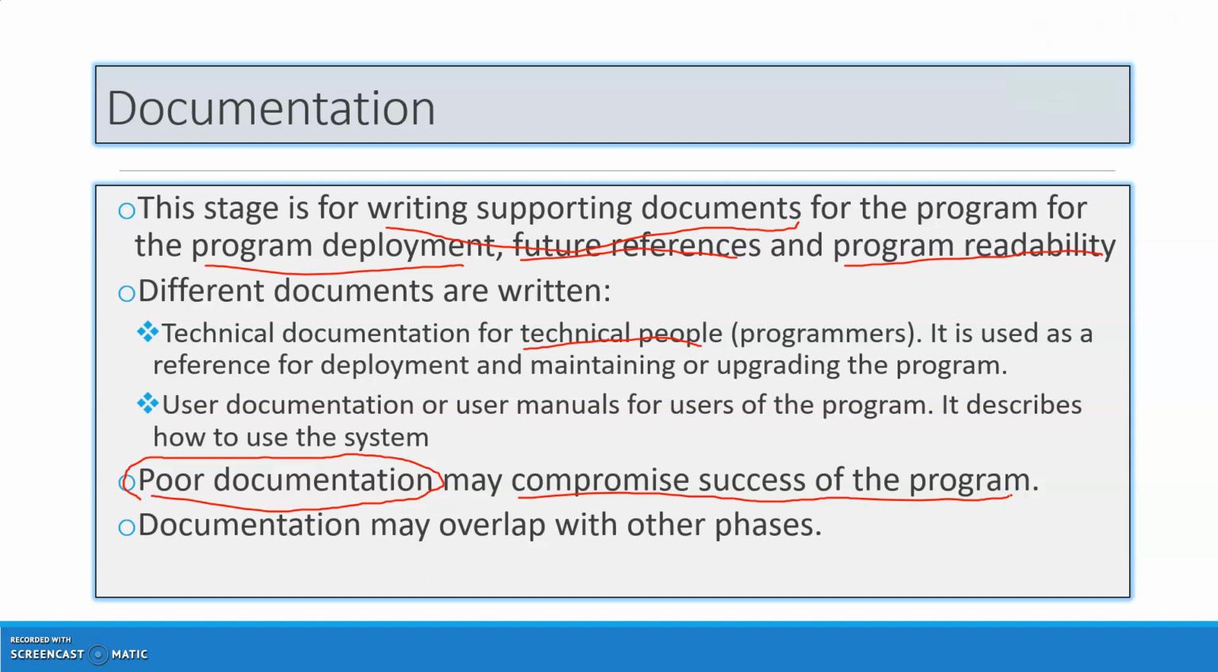Sometimes we may have a very good program, but because of poor documentation, maybe poor technical documentation, when new requirements arise, you may fail to upgrade it because there is no blueprint which you can use as a reference point. So documentation may not be done as a separate phase. It may be something which is ongoing. Maybe from requirement phase, you can be creating the documentation to the end of the program.